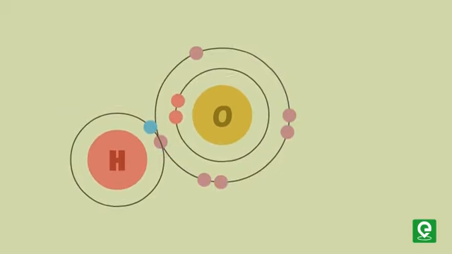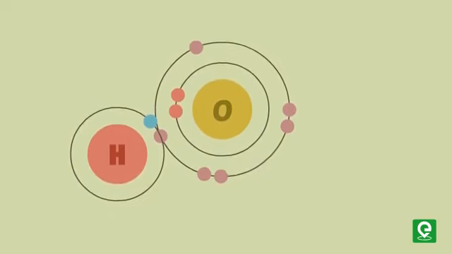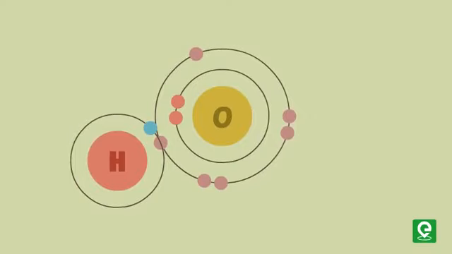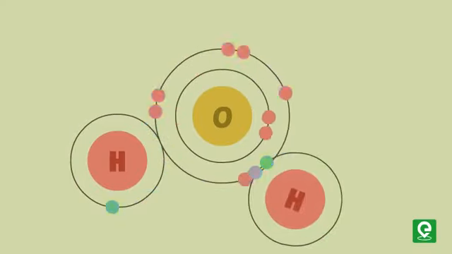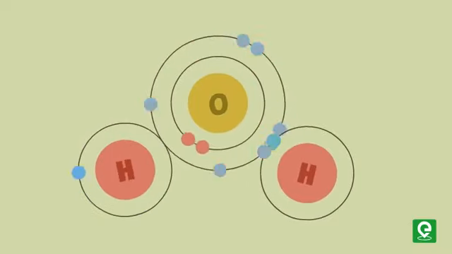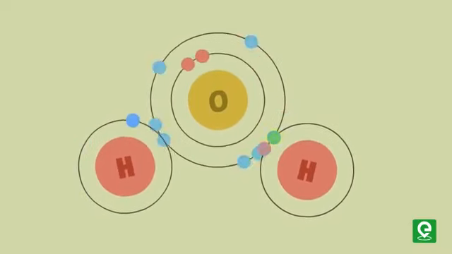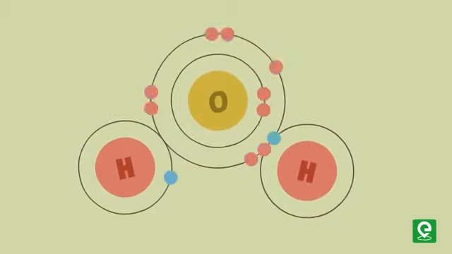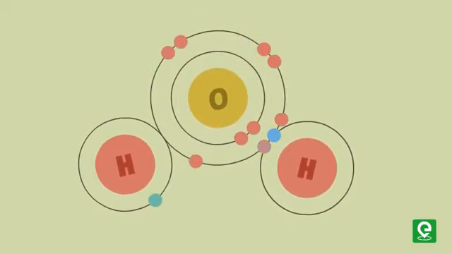Hence, by covalent bonding, hydrogen atom gets stable electronic configuration, but oxygen atom still has 7 valence electrons. So oxygen combines with another hydrogen atom to attain 8 electrons in the valence shell, and this results in formation of a stable water molecule.